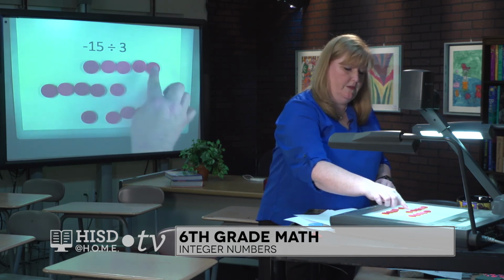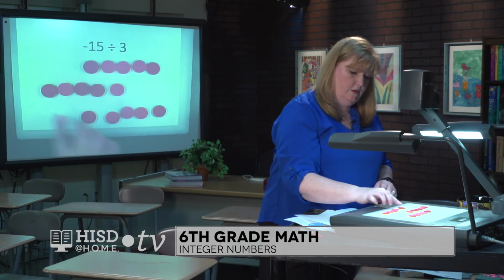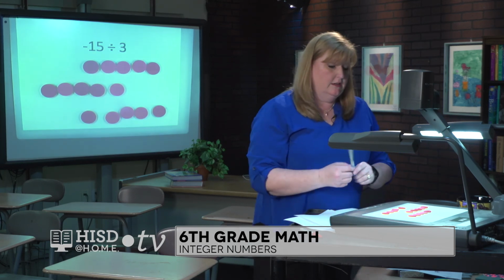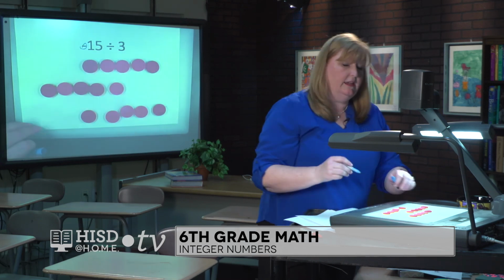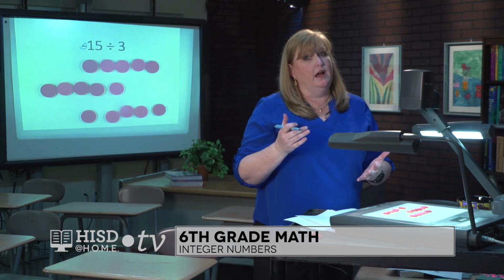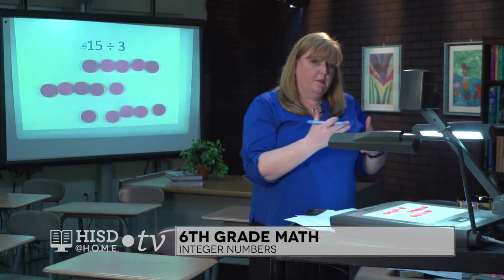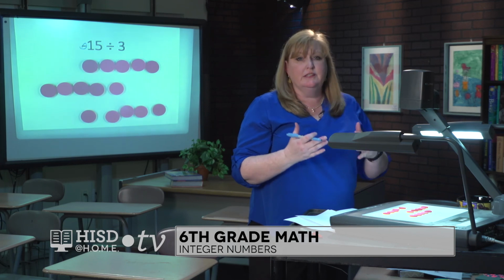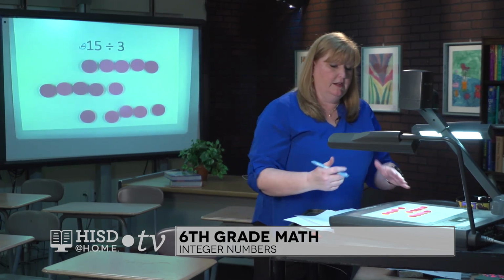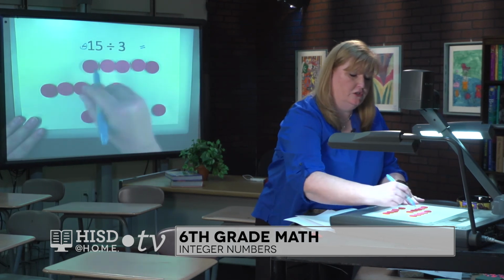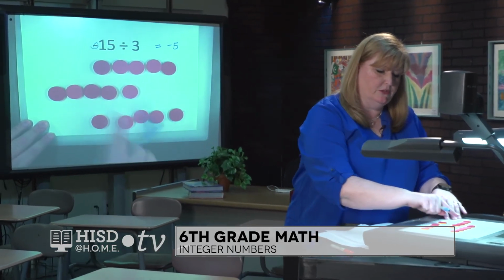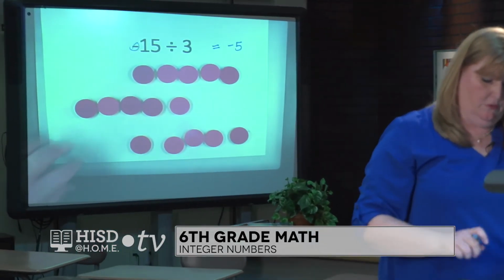Now how many pieces are in each group? 1, 2, 3, 4, 5. It's 5, but this time it's different because we were dividing negative 15. So this is a negative number divided by a positive number. Now remember our pattern a few minutes ago. If they're different signs, one's negative and one's positive, the answer is negative. So negative 15 divided by 3, sure enough, I have negative 5 members in each of the groups.